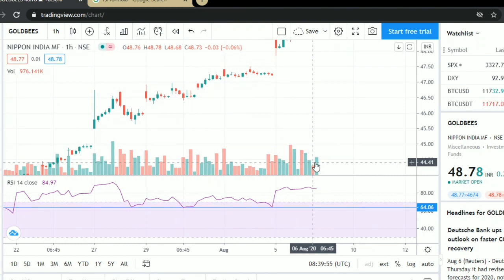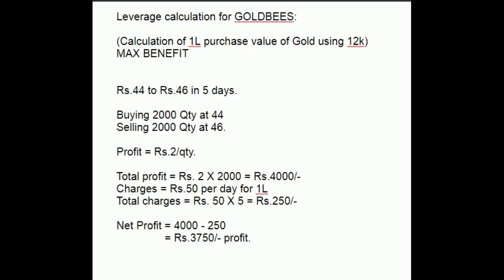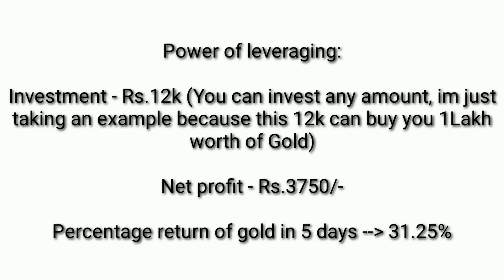If we calculate, I am going to buy 2000 quantity of gold at 44 rupees, and I am going to sell 2000 quantity of gold at 46 rupees. That will give me 2 rupees profit for one quantity. So 2000 quantities means we will have 4000 rupees profit. On the other hand, for 5 days they will charge 50 rupees for each day, so 250 rupees will get deducted, and there is a net profit of 3750 rupees. So this is the power of leveraging in gold.